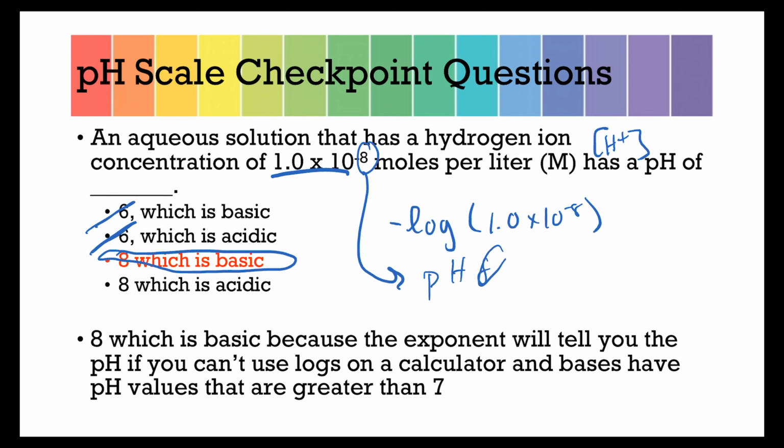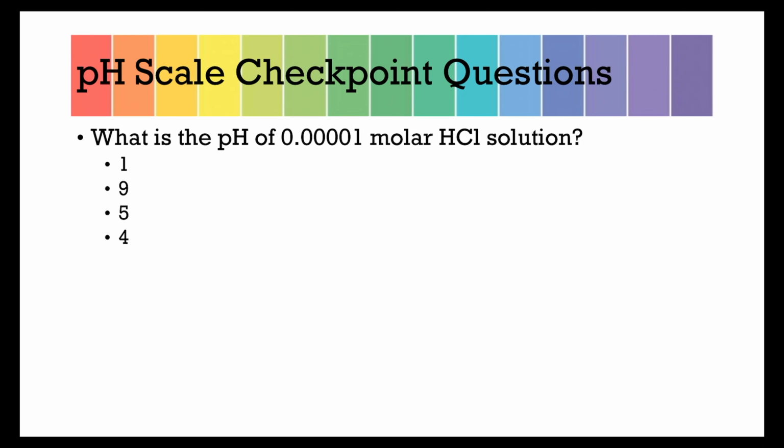Checkpoint question number 3 says the pH of this number is. So what you have to do, again, you can do negative log of this number, 0.12341234. That's a lot of work. Instead, just convert this to scientific notation. So you get 1 times 10 to the negative 5. And then look at your exponent. That 5 is your answer. That is it.